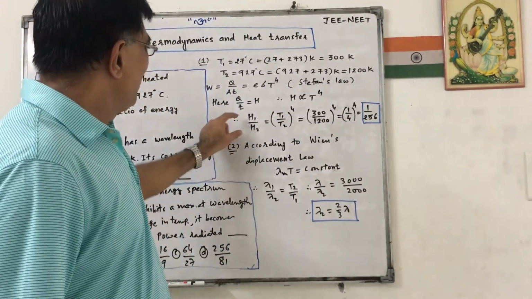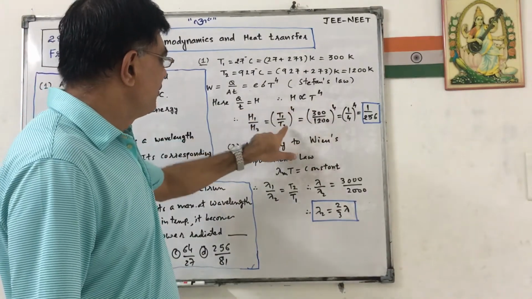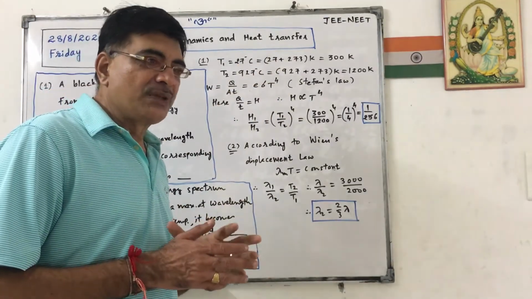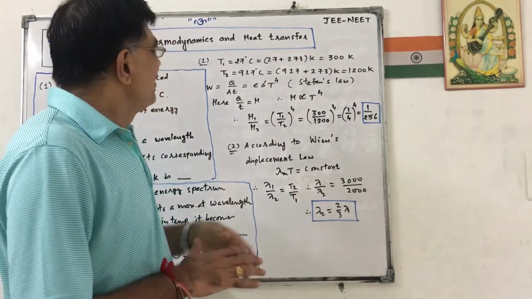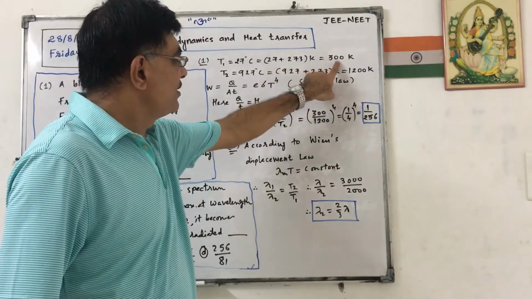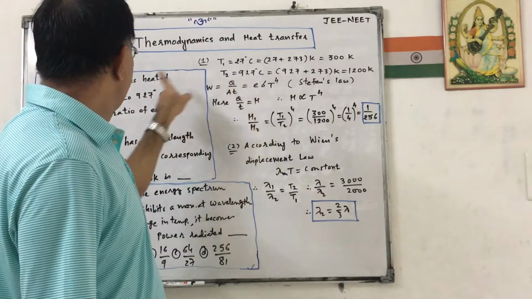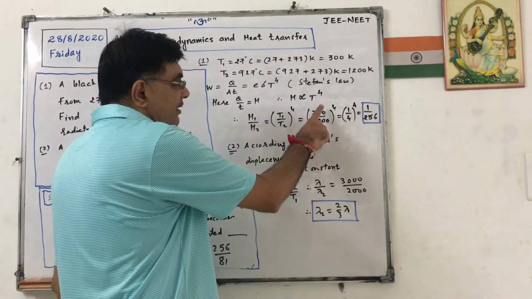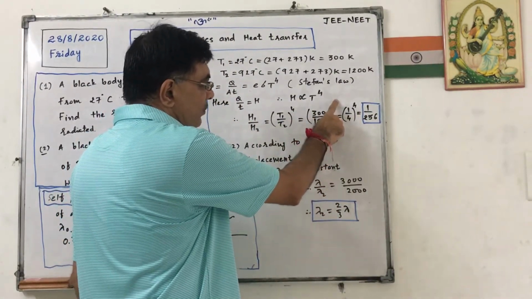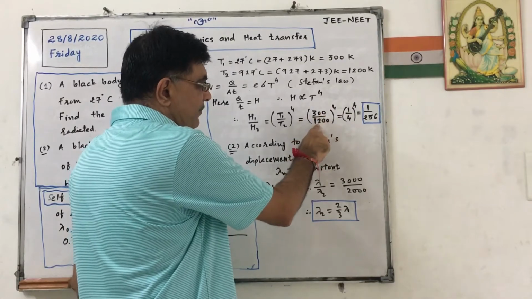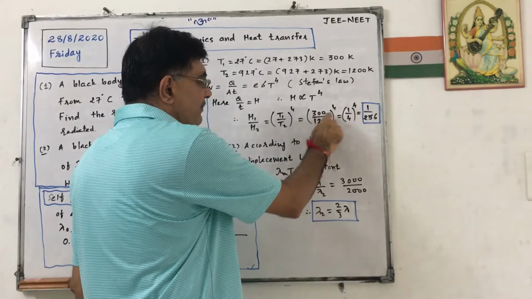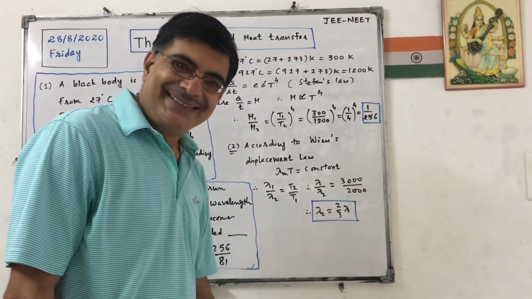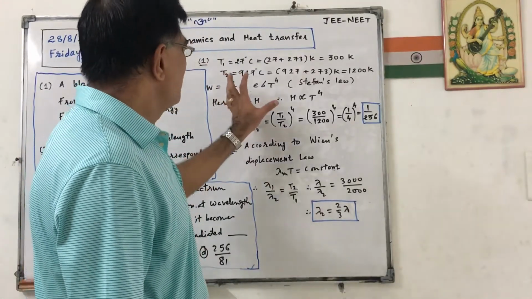So H1 upon H2 can be written as T1 upon T2 whole raised to 4. T1 was given as 27 degrees Celsius, it is compulsory to convert it into Kelvin. So 27 plus 273, that is 300 Kelvin. And the other temperature is 927 degrees Celsius, adding 273 to it, it will be 1200 Kelvin. So putting here 300 upon 1200 raised to 4, these zeros will be cancelled. 3 by 12 is 1 by 4, so 1 by 4 raised to 4 will be equal to 1 upon 256. So this is about Stefan's law.